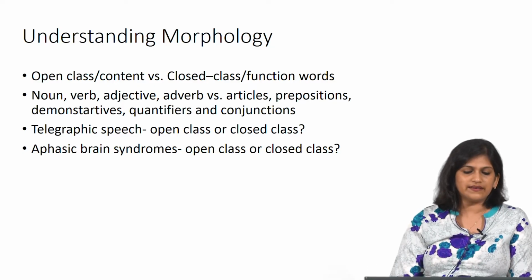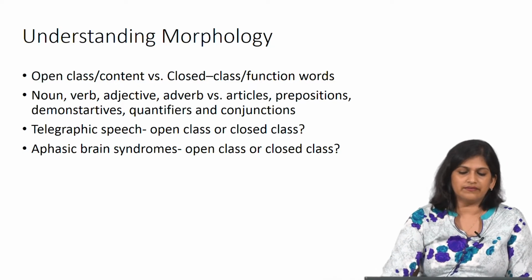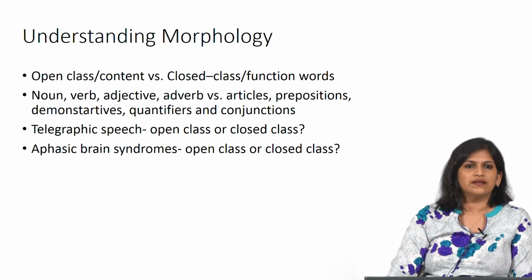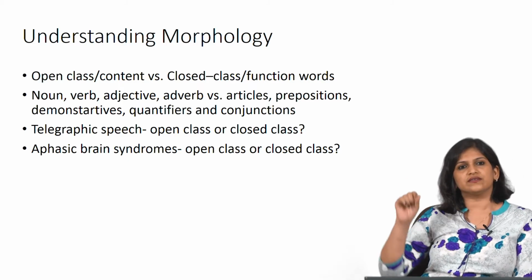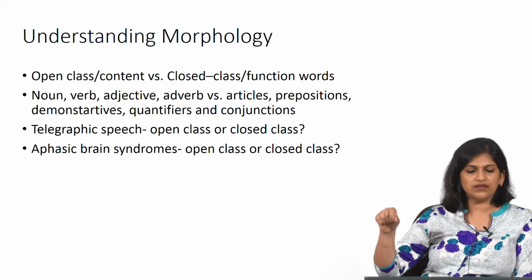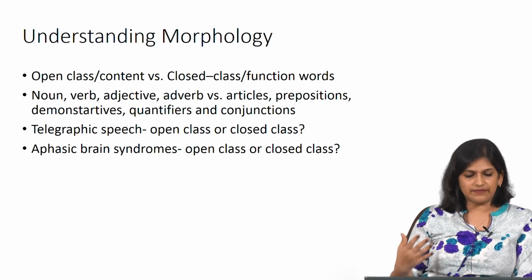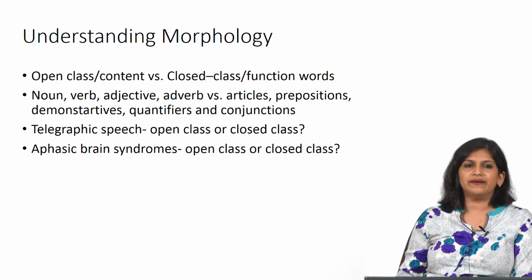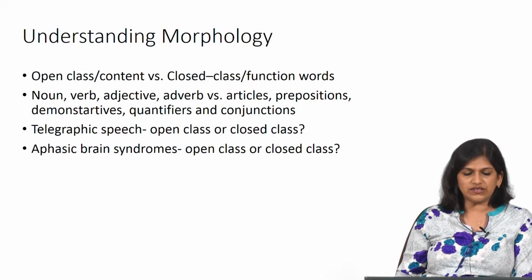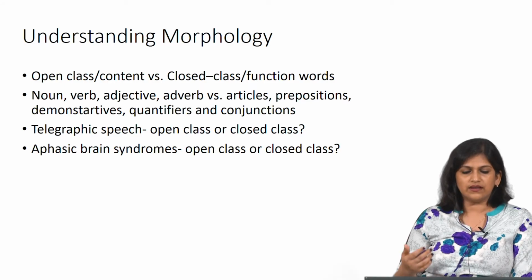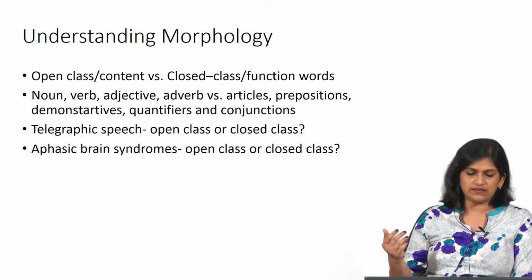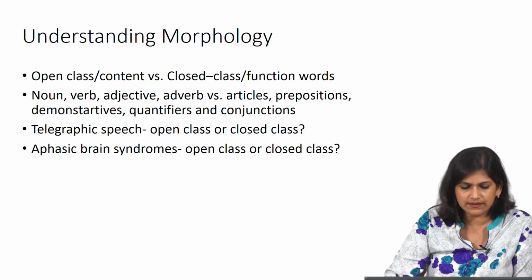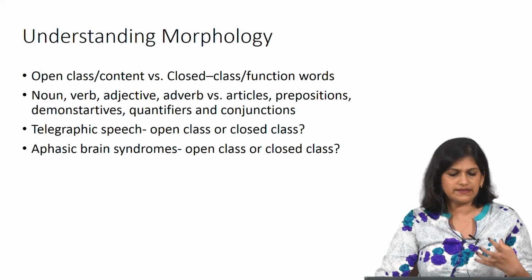Then there is something called aphasic brain syndromes, and we will find out whether they use open class or closed class words. So, you need to think about these two questions: in telegraphic speech, what kind of language was used, and in aphasic brain syndromes, what kind of language is used. On the basis of that, how can you decide which one is right and which one is wrong, right. So, that is how it is a little tricky as far as this particular discipline is concerned.